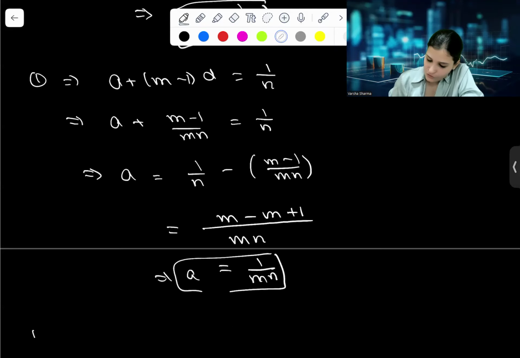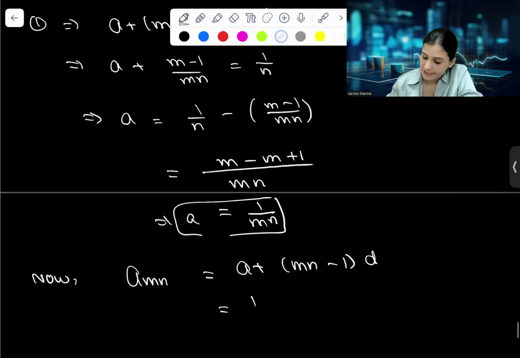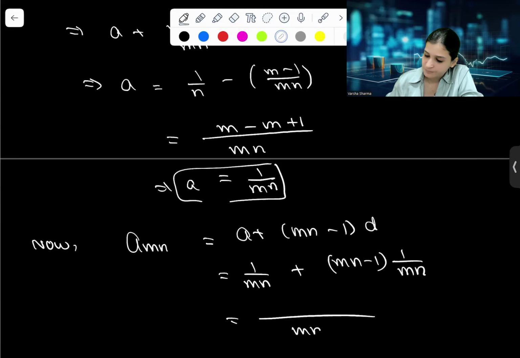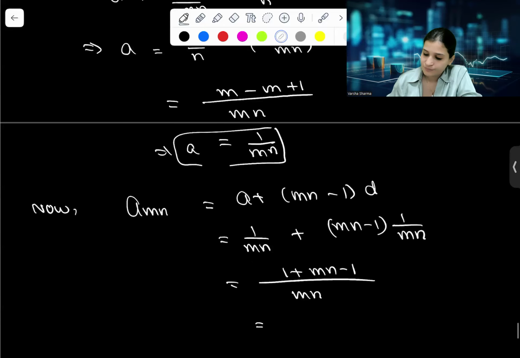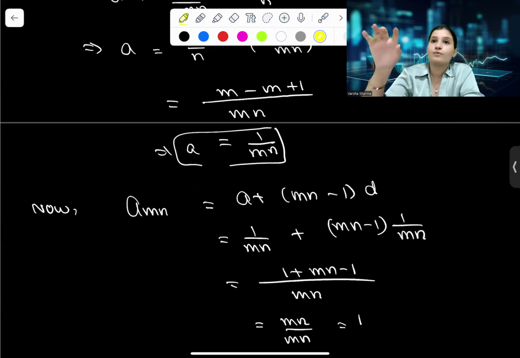Now, they asked us to find what? A_mn. So A plus (mn minus 1) into D. Put the values of A and D: A is 1 by mn, D is 1 by mn. Taking LCM, 1 plus mn minus 1, 1 gets cancelled. Mn by mn, that makes it 1. So the mnth term is 1. Any doubt, guys? No, ma'am.